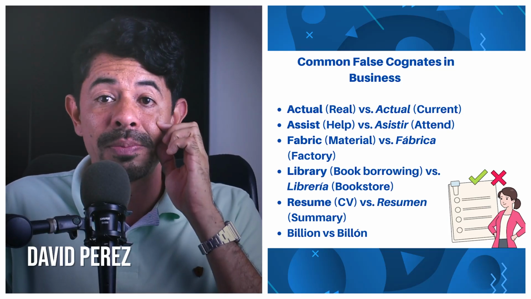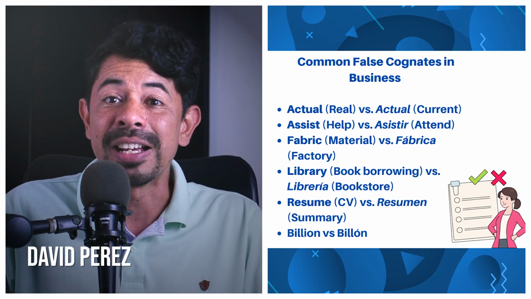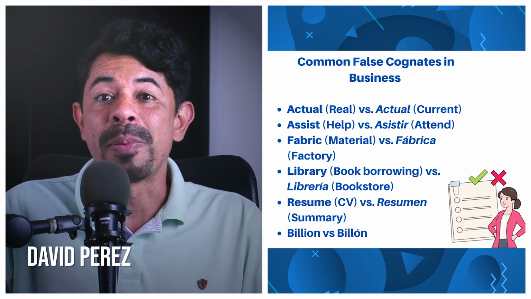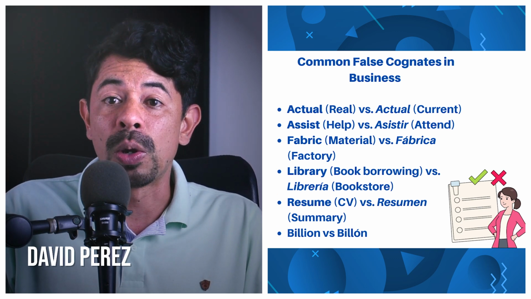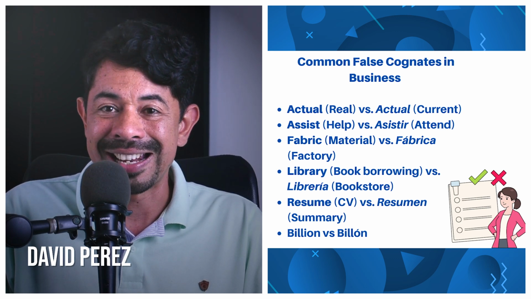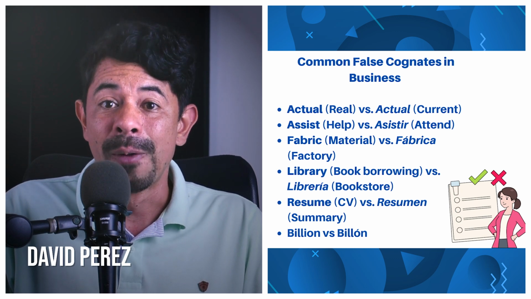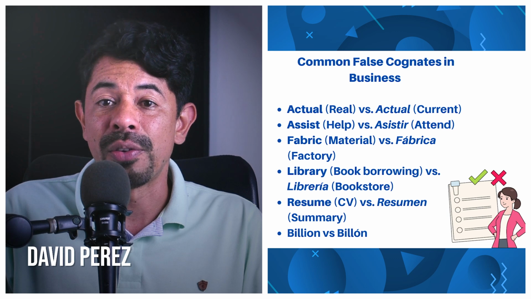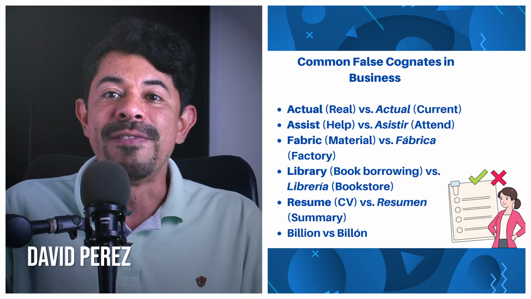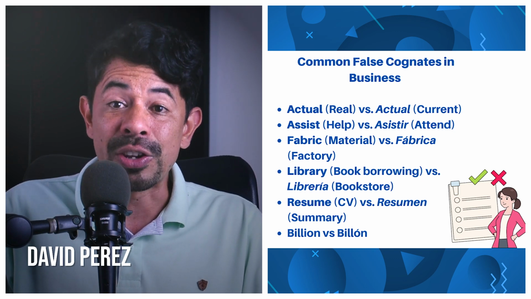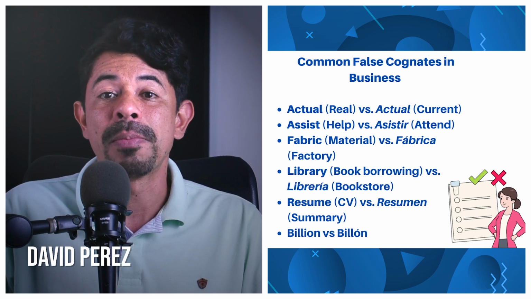The first two ones are actual versus actual. The spelling is exactly the same. The pronunciation is very similar between English and Spanish, but actual means real and actual means current, which is happening at the moment. Yes? So one refers to real and the other refers to something that is happening at the moment or that is present at the moment. It is very common for Spanish speakers to confuse actual as a synonym of current.